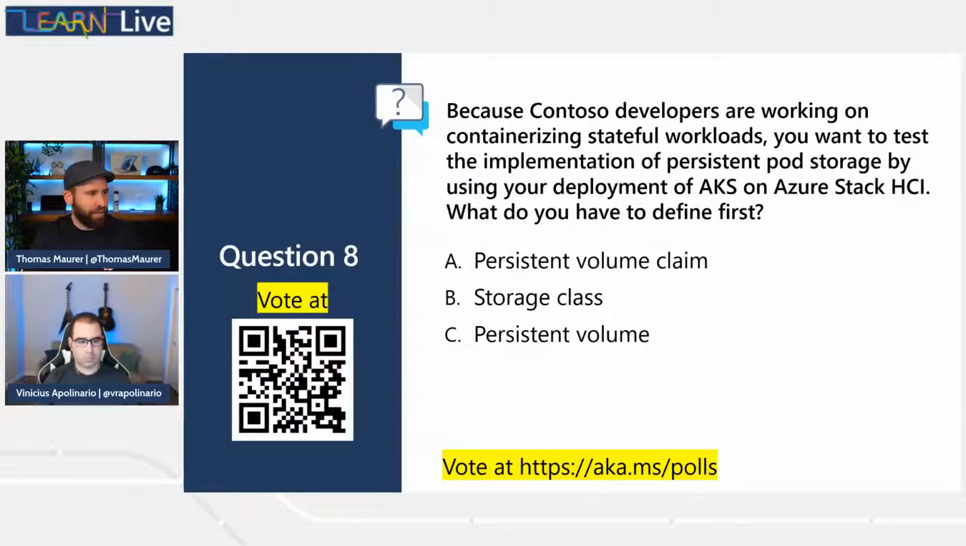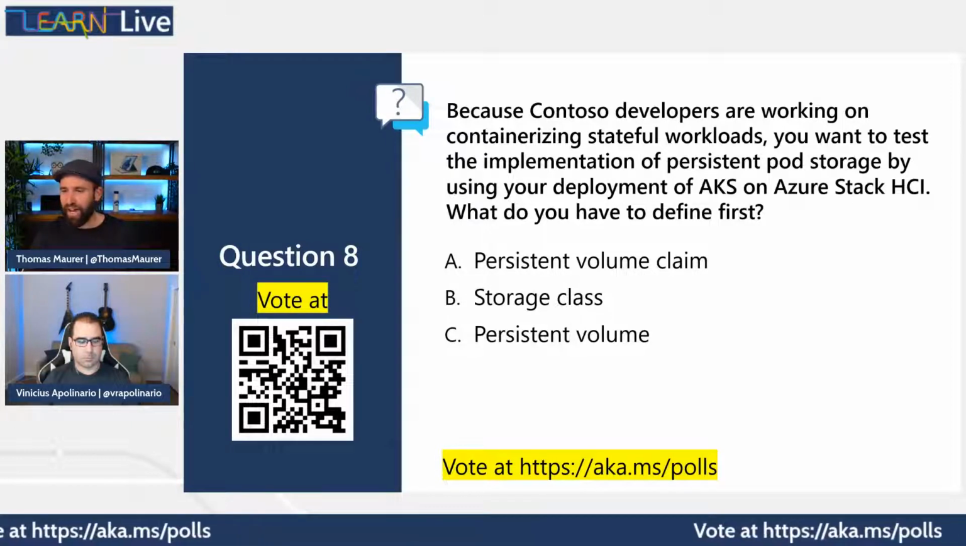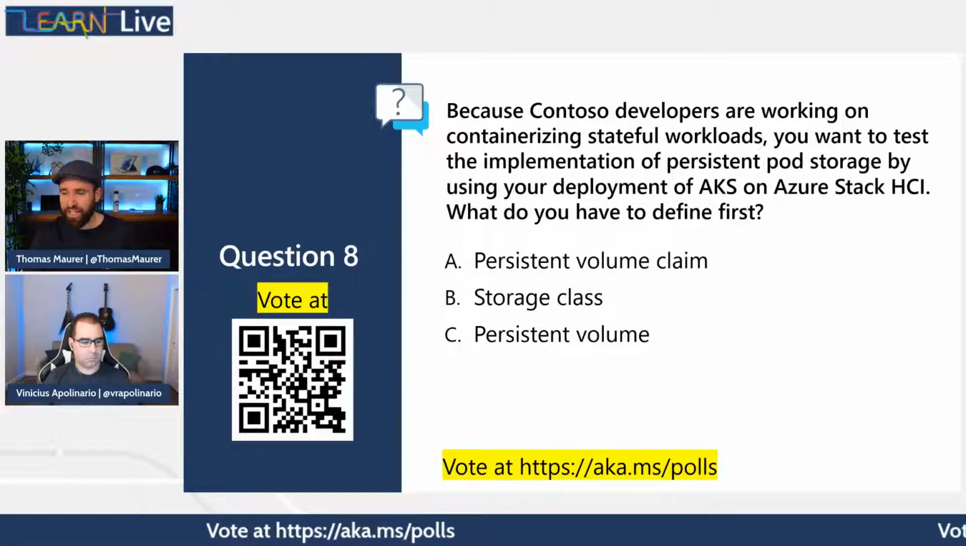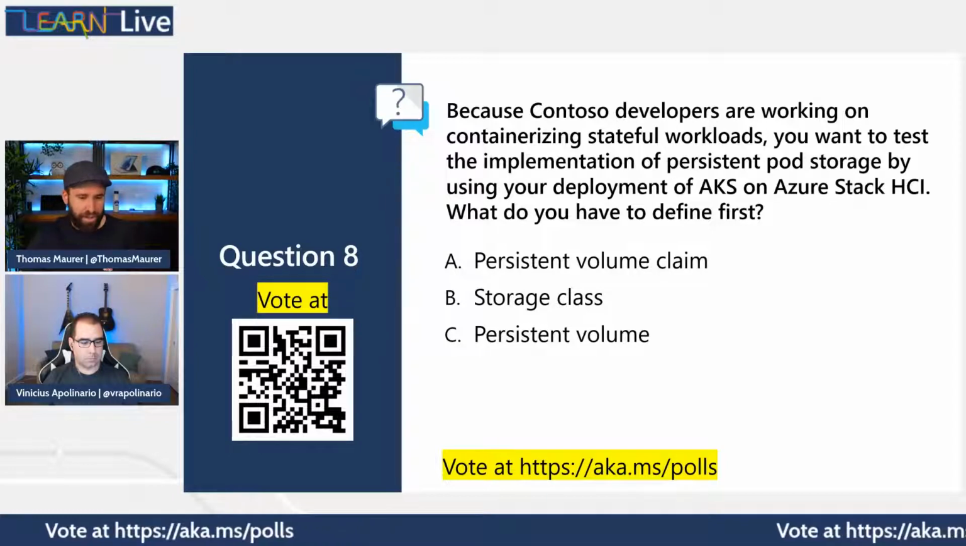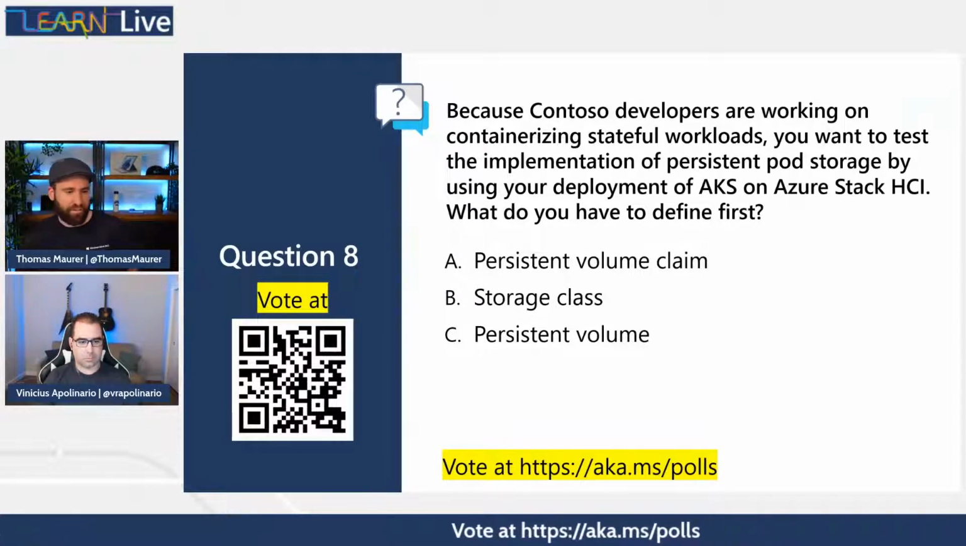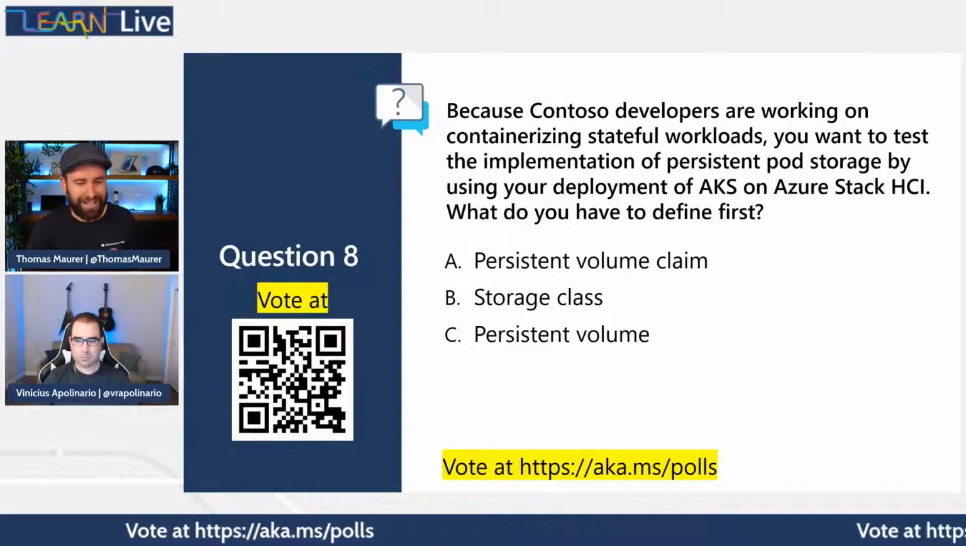I think I went through this fairly clearly. So you have A, create a persistent volume claim. B, create a storage class. Or C, create a persistent volume. Please feel free to answer the question, I'll give you a little bit of time to look at it. But I think I highlighted it a couple of times.